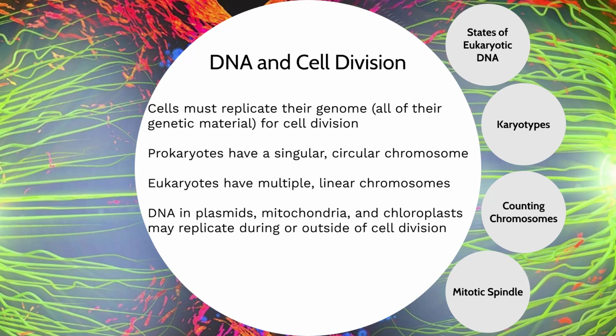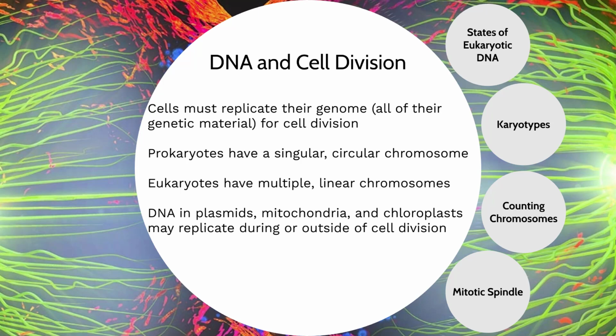Now, if you're a prokaryote, you have one chromosome most of the time, and that chromosome is circular. Now, eukaryotes have multiple linear chromosomes instead of circular, so eukaryotes do have vastly larger quantities of DNA they need to copy. Now, we can find DNA in places other than the chromosomes in prokaryotes and eukaryotes.